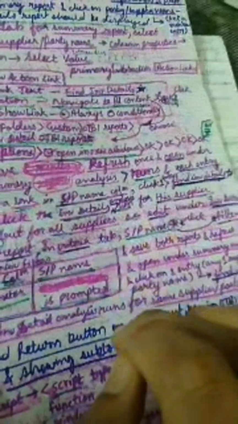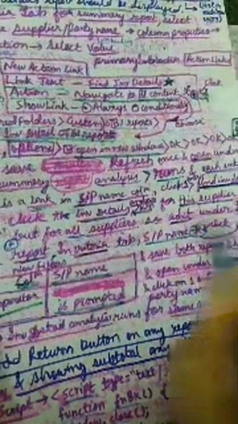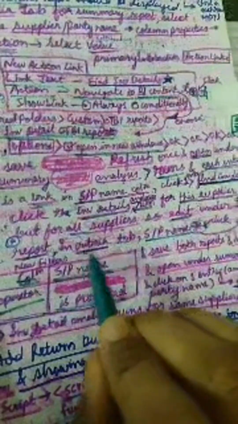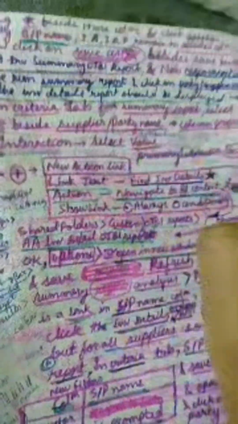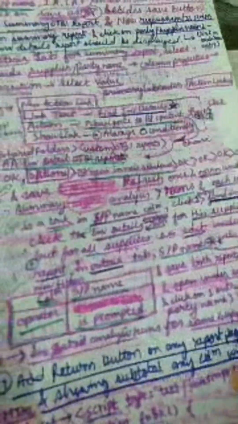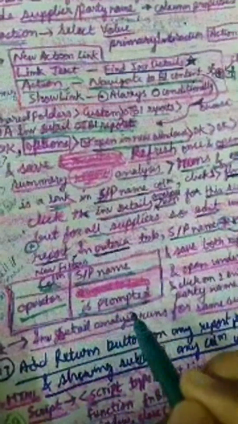But what I need to do is, we'll go to the detail report and click on edit under the detail report. We go to the criteria tab. In the same column that I have created an action link on in the summary report, in the supplier party name only, I have created the action link here. So in the same column, just click on filter. The name is the same column name, and operator is prompted.